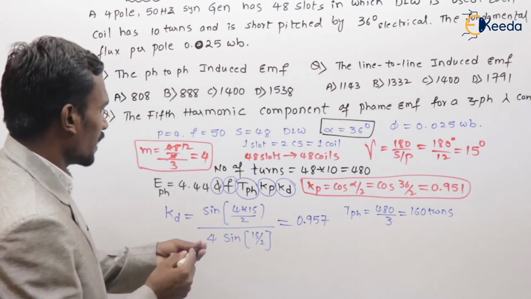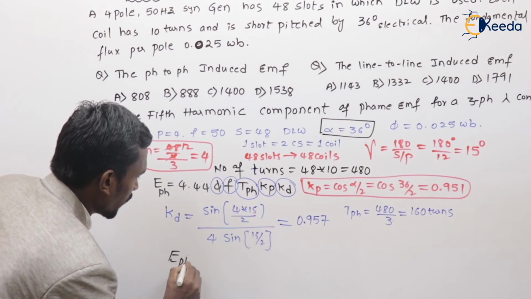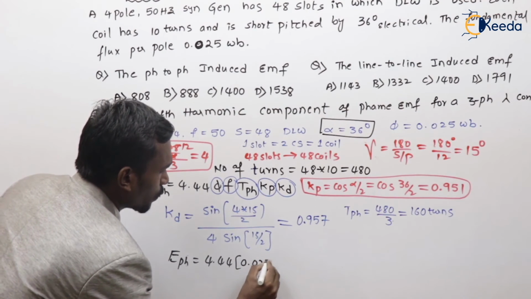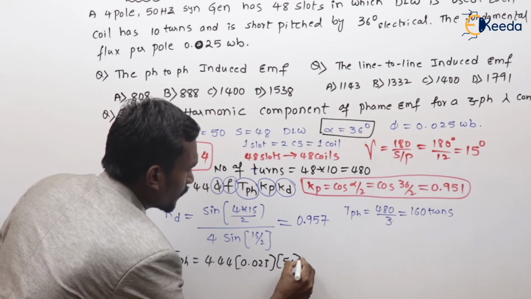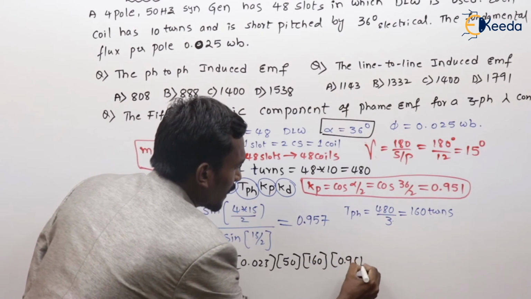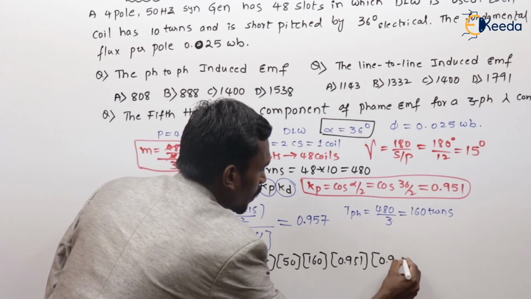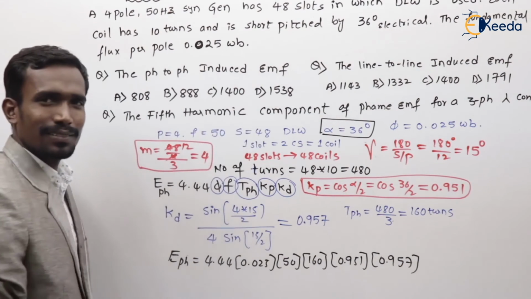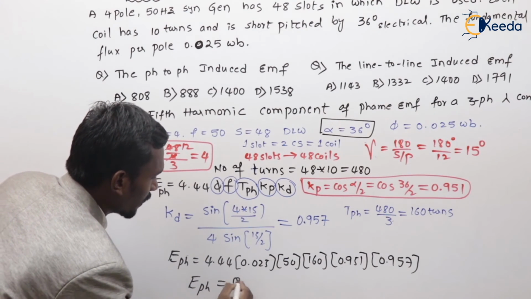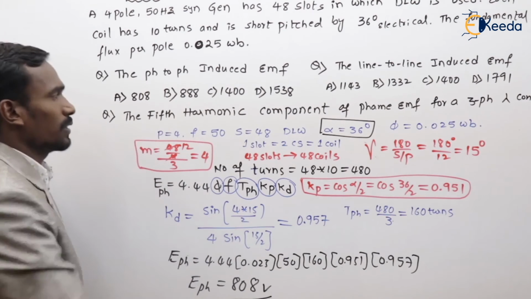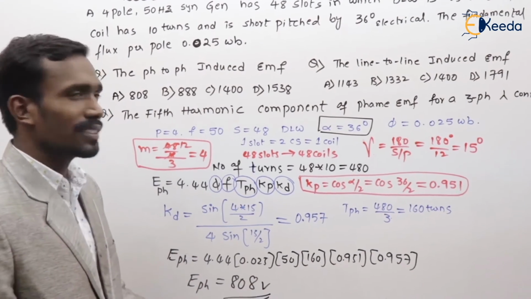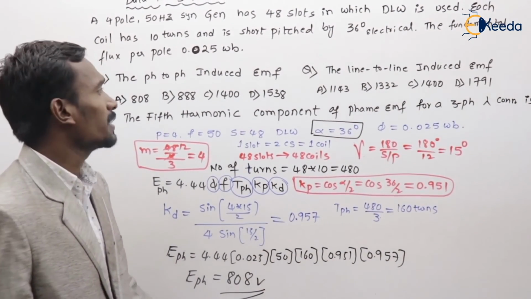Now tell me, what is the EMF per phase? The EMF per phase is equal to 4.44 multiplied by 0.025 multiplied by 50 multiplied by 160 multiplied by 0.951 multiplied by 0.957. This is the E phase. If you calculate this, we can get 808 volts. E phase is 808 volts.